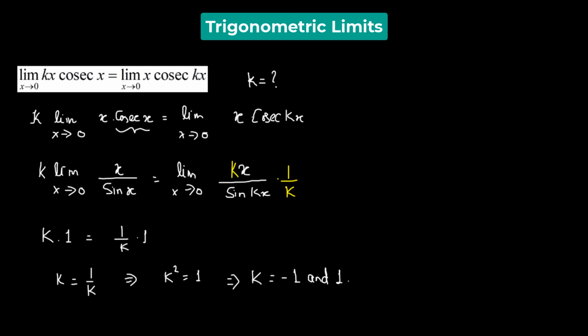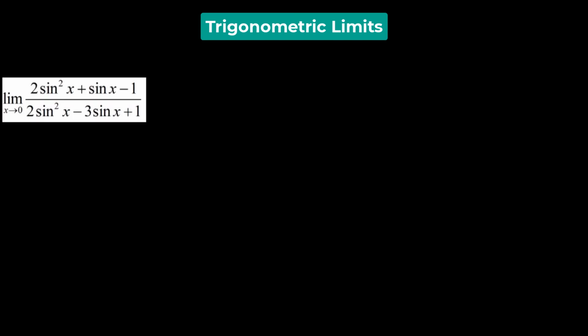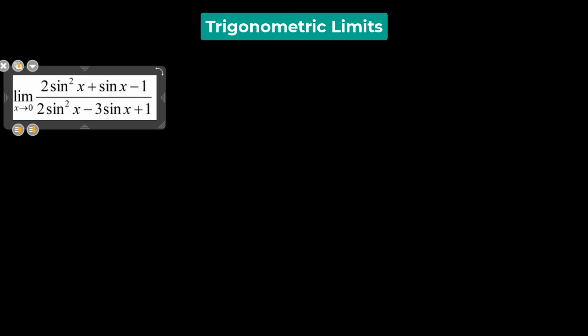Let us move on to the next question. So here we have the given function and we need to find its limiting value when x approaches 0. So we begin by factorizing the numerator and the denominator by splitting the middle term.